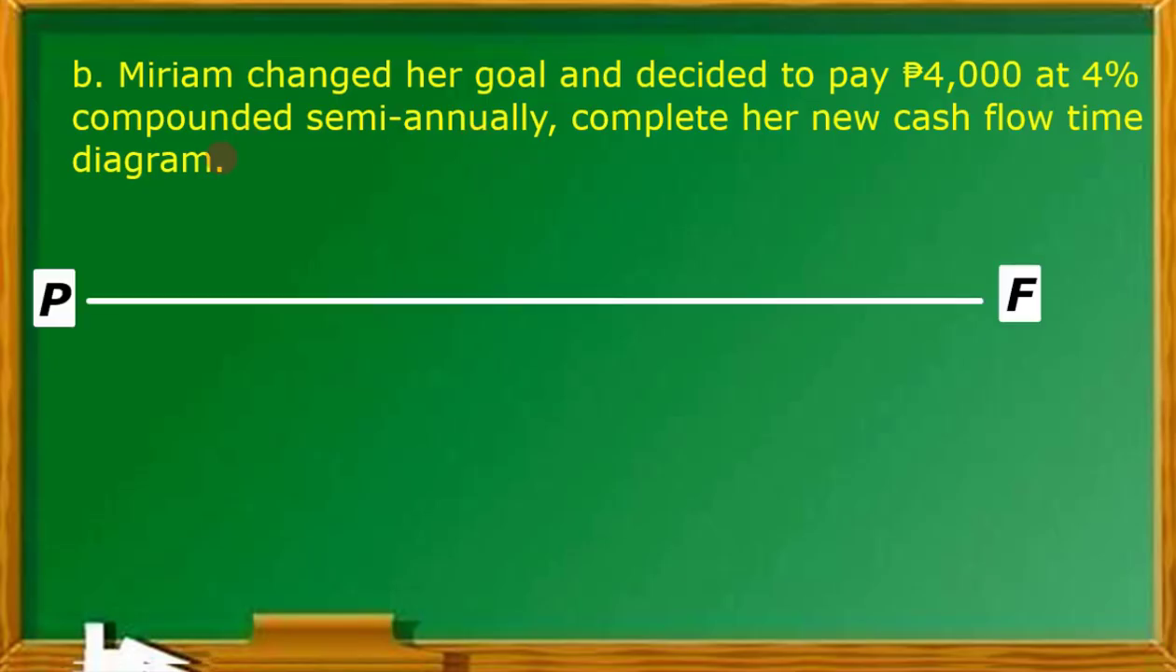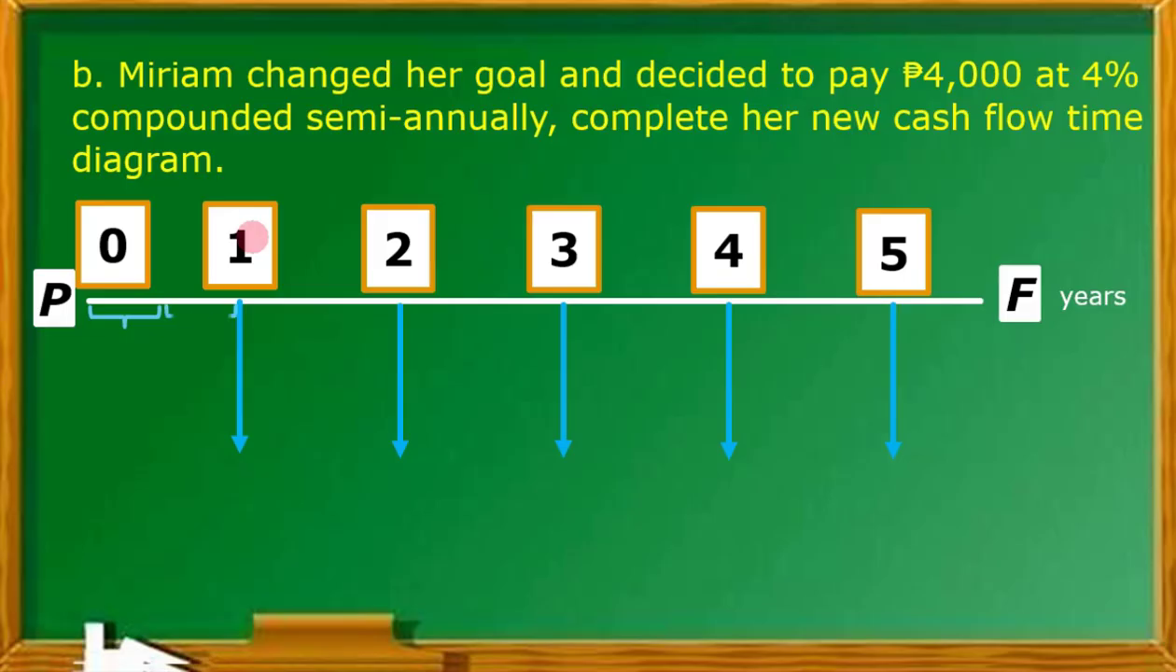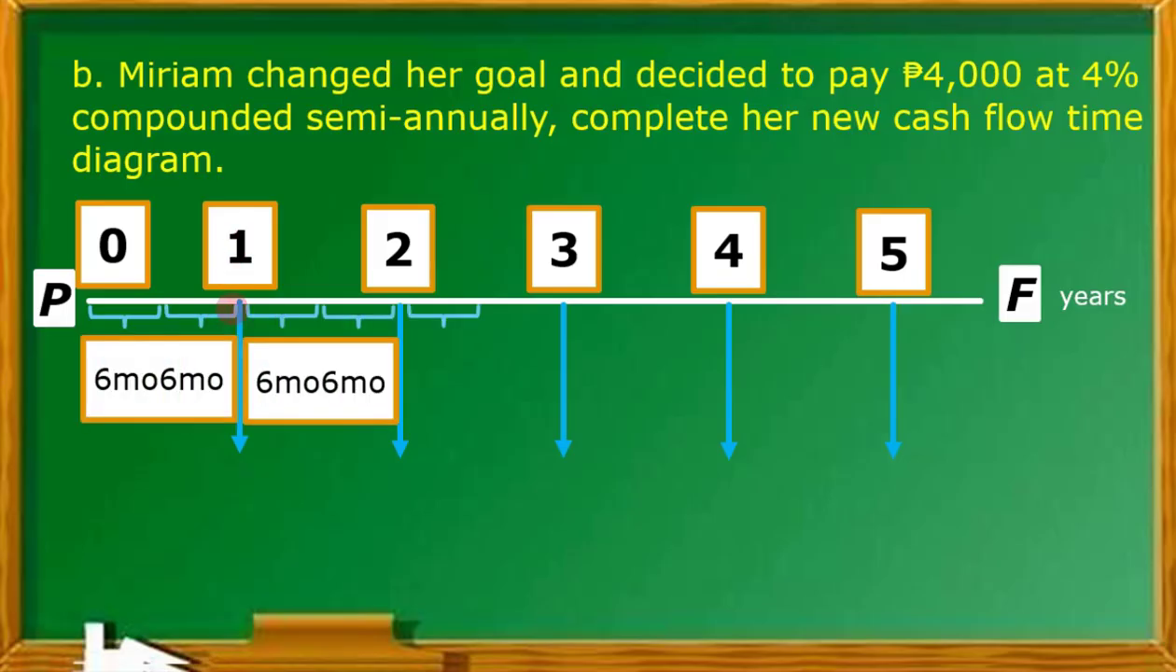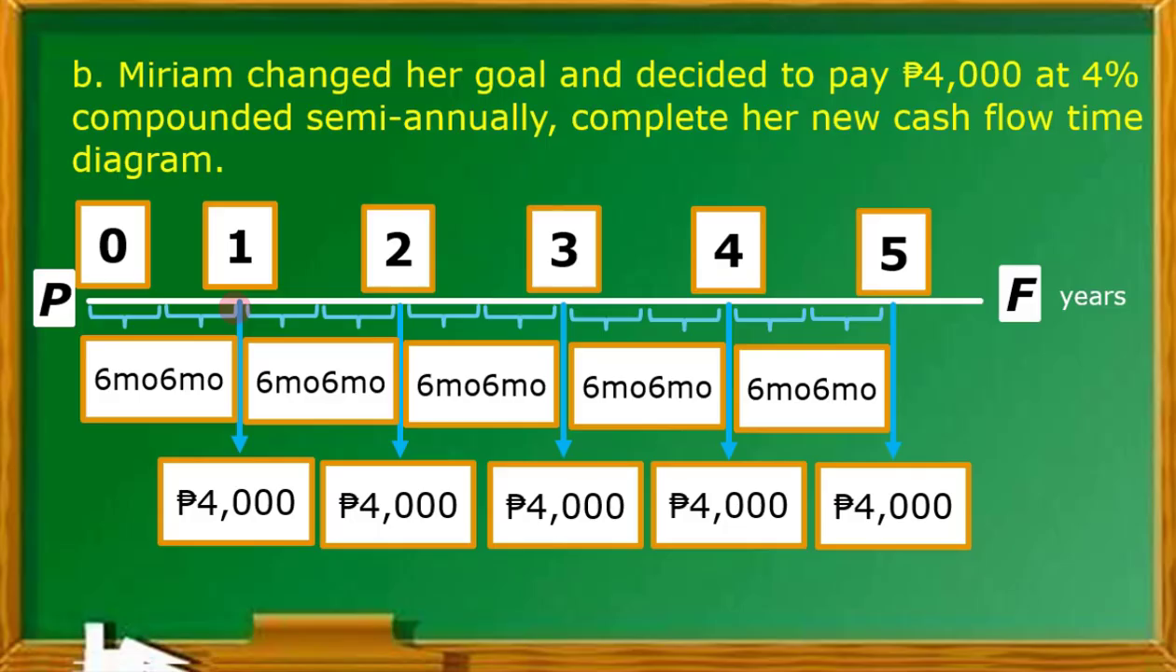So again, let's start with the P, or the present value, and the future value for years. Then from 0 to 5 years still. The changes from the first one are these. The compounding period, instead of annually, is semi-annually. And of course, the payment, instead of 3,500, becomes 4,000. So this is the answer. And let's move on to the guide questions.